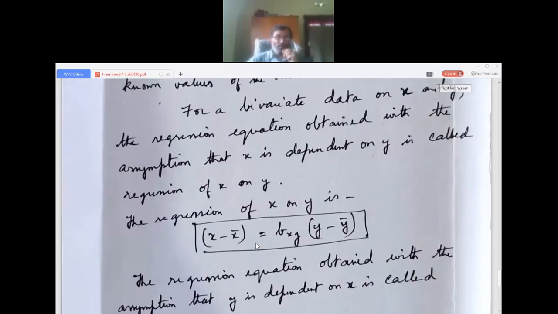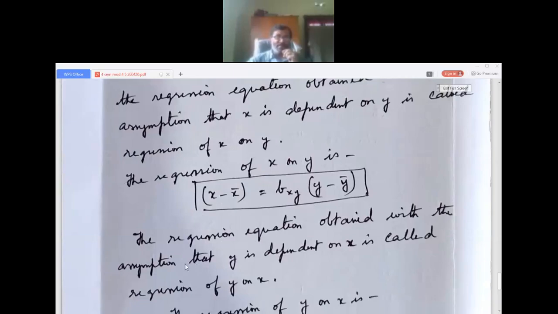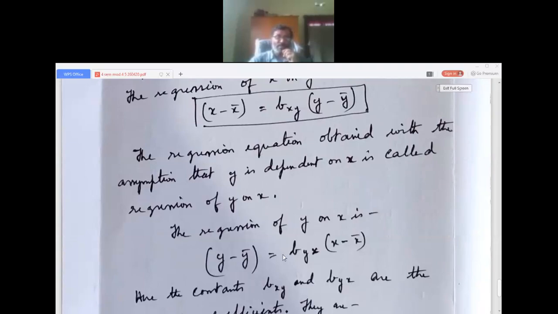The regression equation obtained with the assumption that y is dependent on x is called the regression of y on x. The regression of y on x is given by y minus y bar equals byx into x minus x bar. So you see the difference, wherever there is x put y. The derivation is there for this, but for the time being you do not need it.